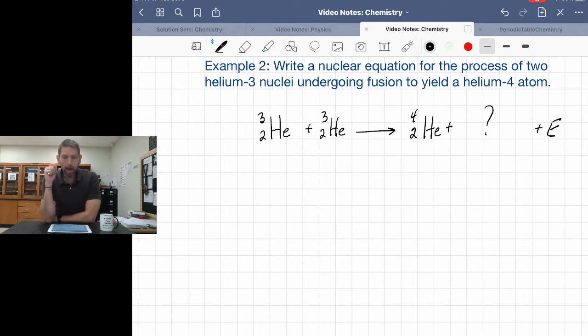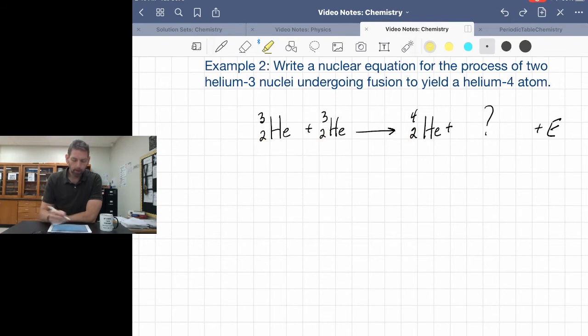So we need our mass to add up to a total of 6 on the product side. On the bottom we have 2 protons here and 2 protons here. That's a total of 4 protons, but there's only 2 on this side, so we know we need 2 other protons on the other side.